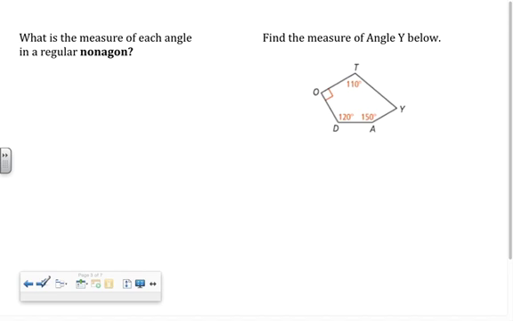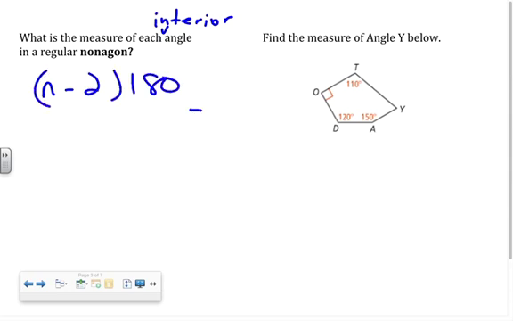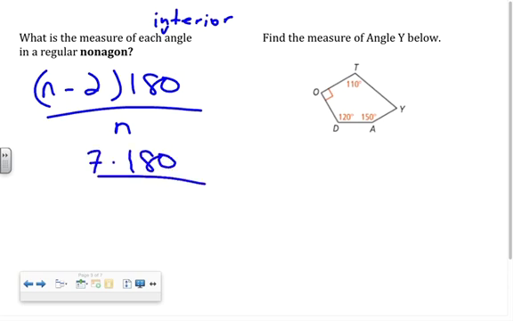Okay, so in the question on the left, I'm asking for the measure of each interior angle. Just so you know, unless they specify exterior angle, assume they mean interior. So that's this formula. How many sides did I tell you a nonagon had? 9. So you're taking 9 and plugging it in for n. So 9 minus 2 is 7 times 180 divided by 9.